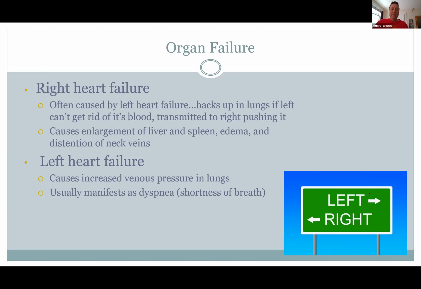The left heart failure is going to be, when that happens, you're going to find also a backup in the lungs, because the blood goes from the lungs to the left side. And if you can't get rid of the blood, it's going to back up back there, right?